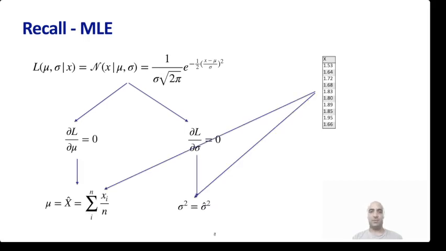To do so, we use the set of observed data and we solve this equation. And then we observe that the best estimate for the mean of the distribution is the average of the values that we collected. And the best estimate for the standard deviation of the distribution is the standard deviation of the examples that we have observed.